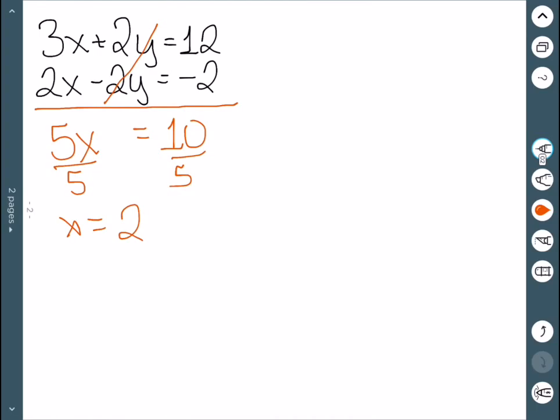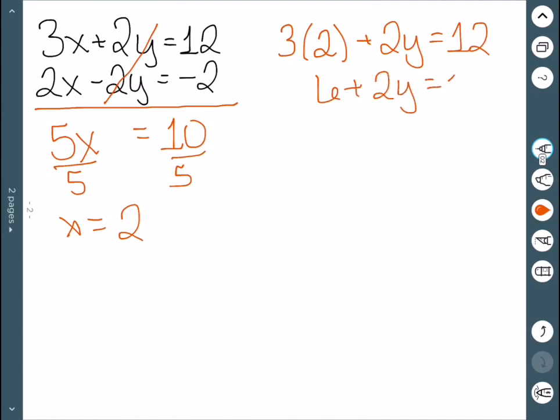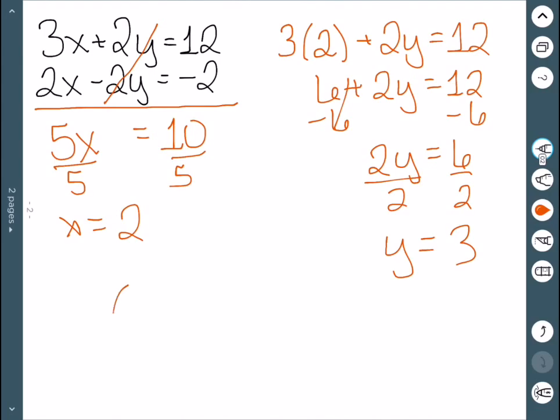To find our other variable, we pick either one of the original equations and substitute in what we know. I'm going to do the first equation. So we have 3 times x, which is 2, plus 2y is equal to 12. This gives us 6 plus 2y is equal to 12. We can subtract 6 to get that 2y is equal to 6, and then divide by 2 to get that y is equal to 3. So our solution is 2, 3.